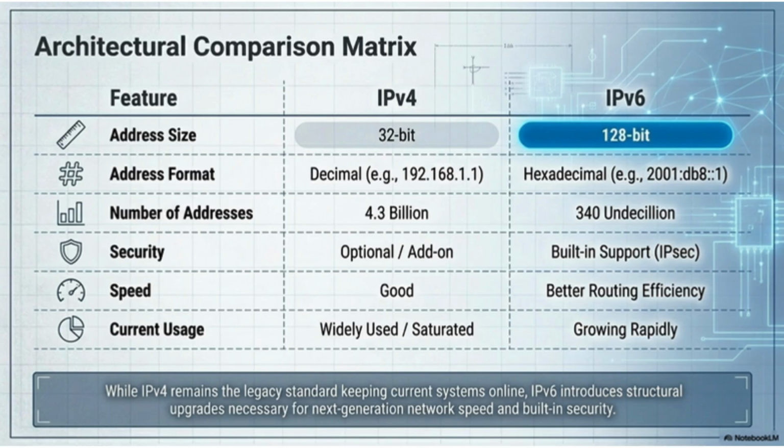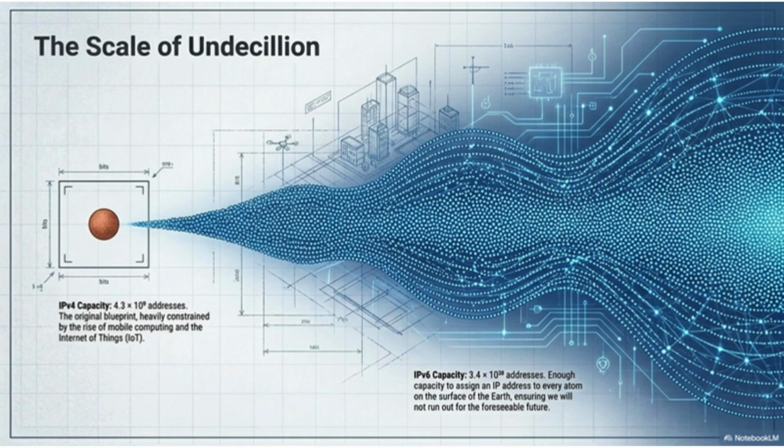So IPv6 provides an address pool of 340 undecillion unique addresses. Wait, 340 undecillion? Is that even a real number? It is. And to put that 128-bit math into perspective, 340 undecillion means we could assign a unique IP address to every single atom on the surface of the Earth. Every atom. Every single atom. And we would still have a massive surplus of addresses left over. That is absolutely mind-boggling. So every single piece of hardware gets a distinct location.